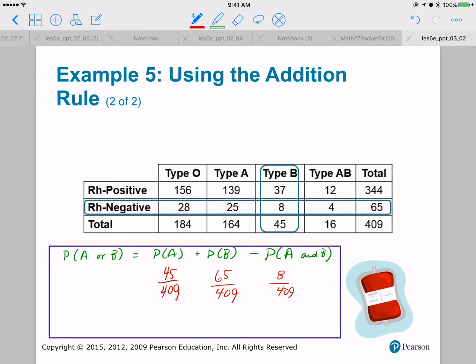Now add and subtract. That's going to be 110 minus 8, which is 102 over 409. And that is approximately 0.249, which is about 24.9%.